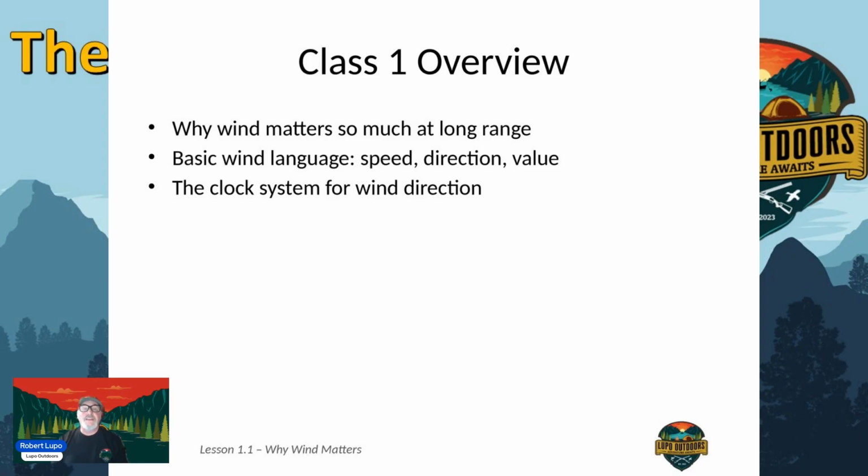Here's our roadmap for class 1. First, we're going to talk about why wind matters at all and why it becomes such a problem once you stretch past a few hundred yards. Second, we're going to define some basic wind language, stuff like speed, direction, headwind, tailwind, and crosswind. Third, we're going to wrap up with the clock system, which is a super simple way to describe where the wind is coming from, the o'clock position. By the end of this class, you'll be able to talk about wind in a way that actually makes sense to your spotter and other shooters on the line.